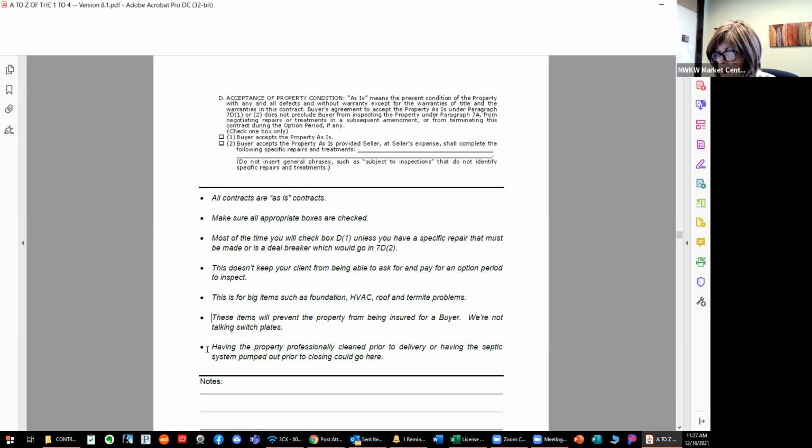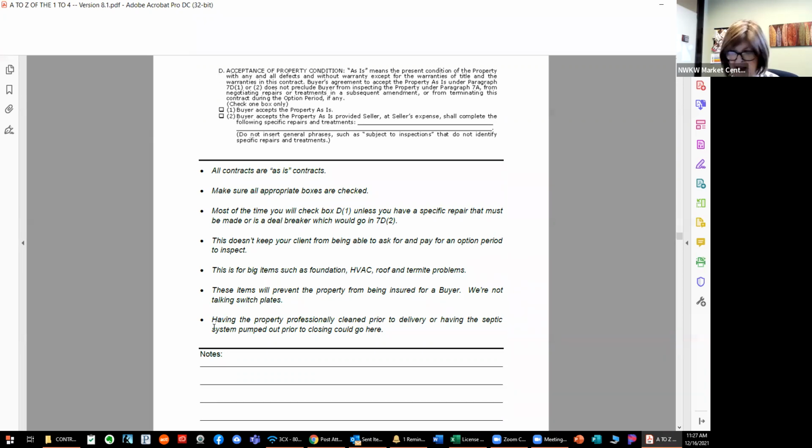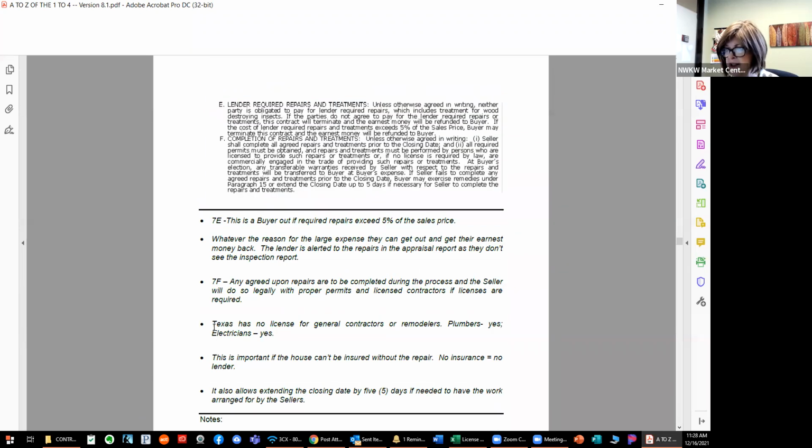Okay. You could put something in there. Do you want to have the property professionally cleaned prior to delivery? But typically all that kind of stuff goes in the amendment with other repairs that you've asked for, or it could be improvements that you're asking for. Move on to the next page.